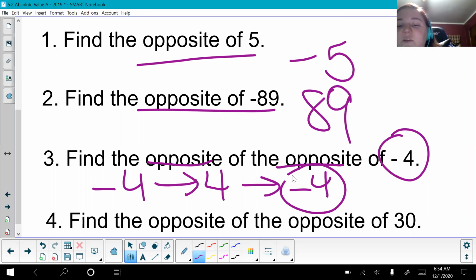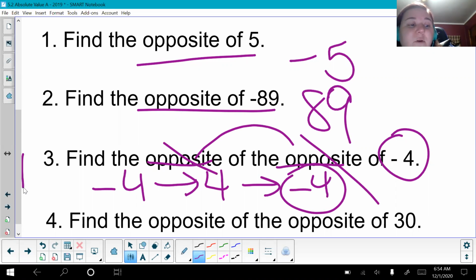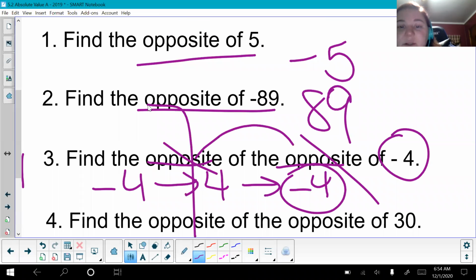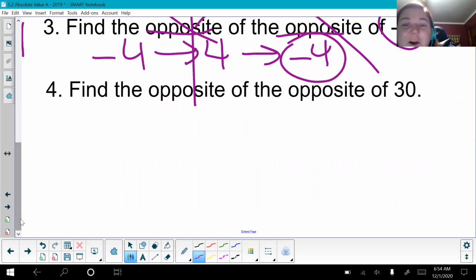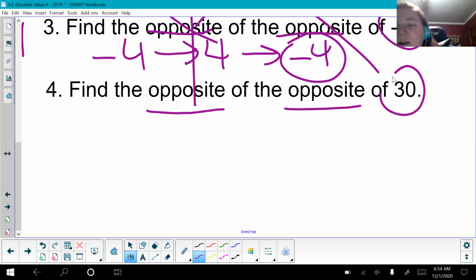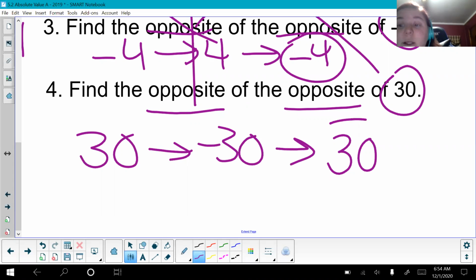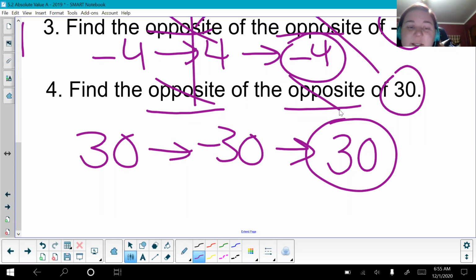So really, when you take two opposites, it's basically like they cancel each other out and say, don't do anything with them. So apply that same thing to the last question. Find the opposite of the opposite of 30 basically means the answer is 30, because if you start with 30, the opposite of that is -30, and the opposite of that is 30. So the answer here is 30. Opposites are very simple. Again, double opposites mean they're canceling out.